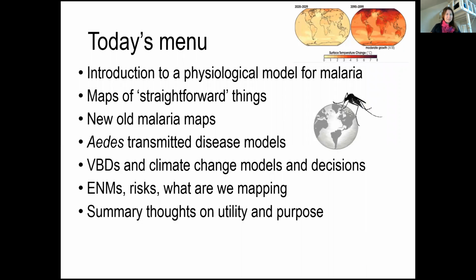In today's menu, I'd like to introduce you to a physiological model for malaria, and then I'll show you some maps of very straightforward things, and then we'll talk about some new old malaria maps, and then move into vector-transmitted disease models, and think about vector-borne diseases and climate change models and decision-making, and then think more about other approaches that we've taken to looking at vector-borne disease risk, and think about what that means we're mapping, and so what we're communicating. And then I'll have a couple of summary thoughts on utility and purpose.